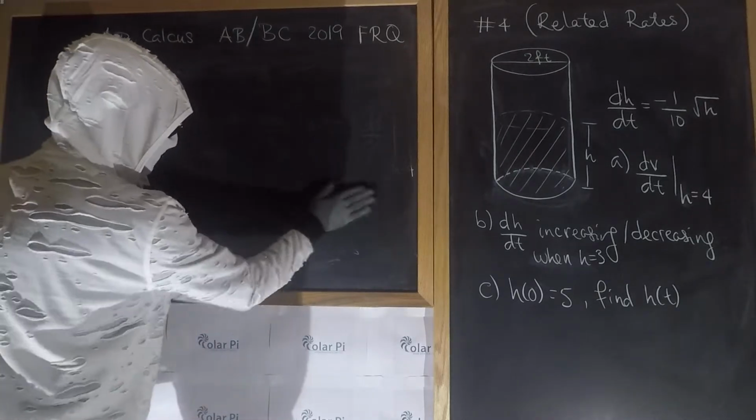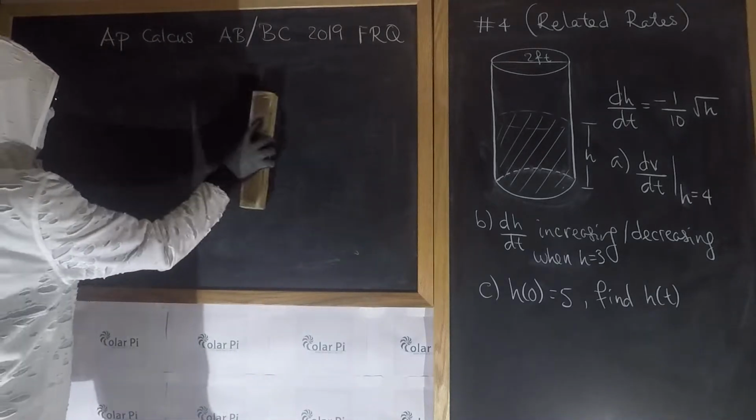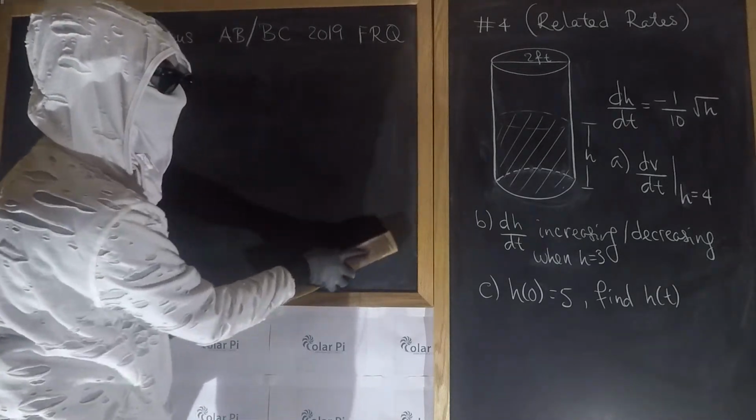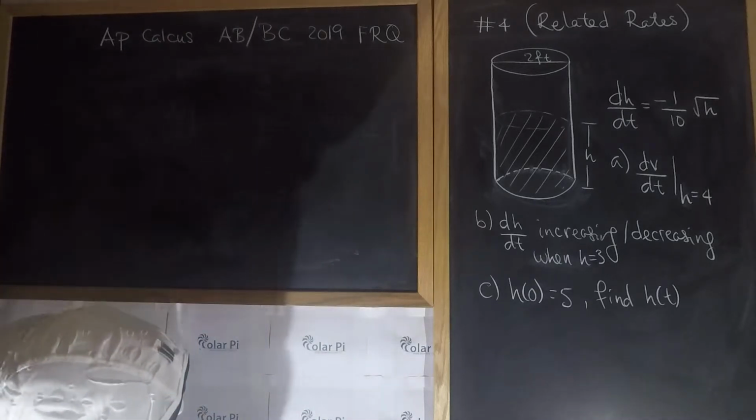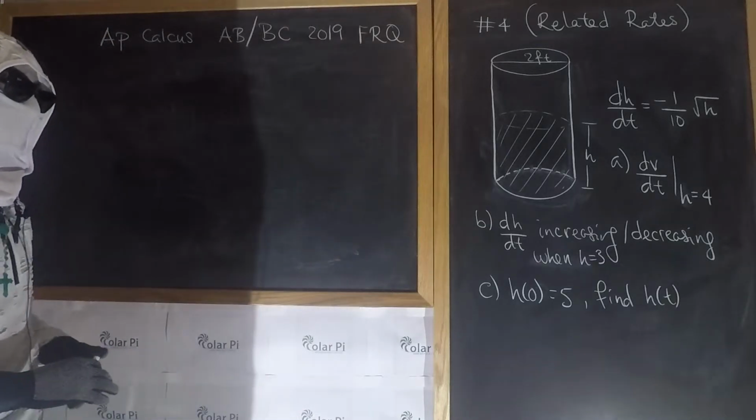I'm better off doing this, I swear. Okay. So what does B say? B says, right here, is dh/dt increasing or decreasing when h is equal to 3?